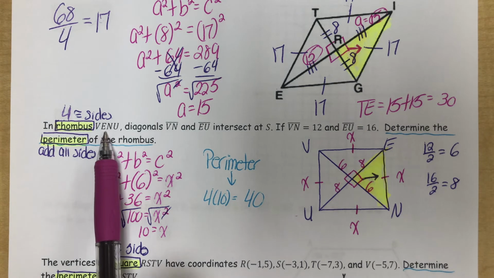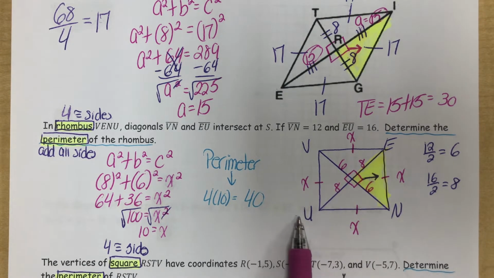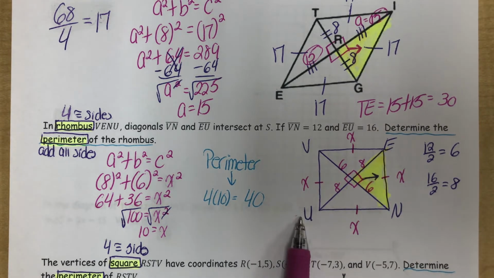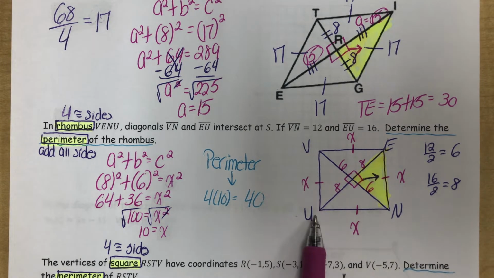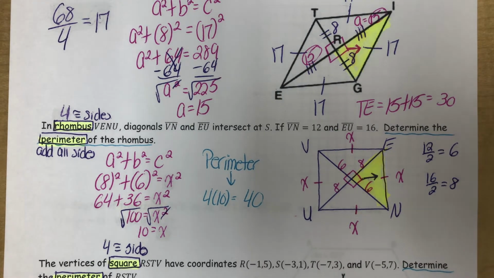Okay, something important when you are labeling, it has to go in order. So it doesn't matter where you put V to start. I put it in the top left. You could have put it anywhere, but you have to go in order. V to E to N to U, or the other way, V to U to N to E. It has to be in that order or you're gonna get the wrong answers, okay?